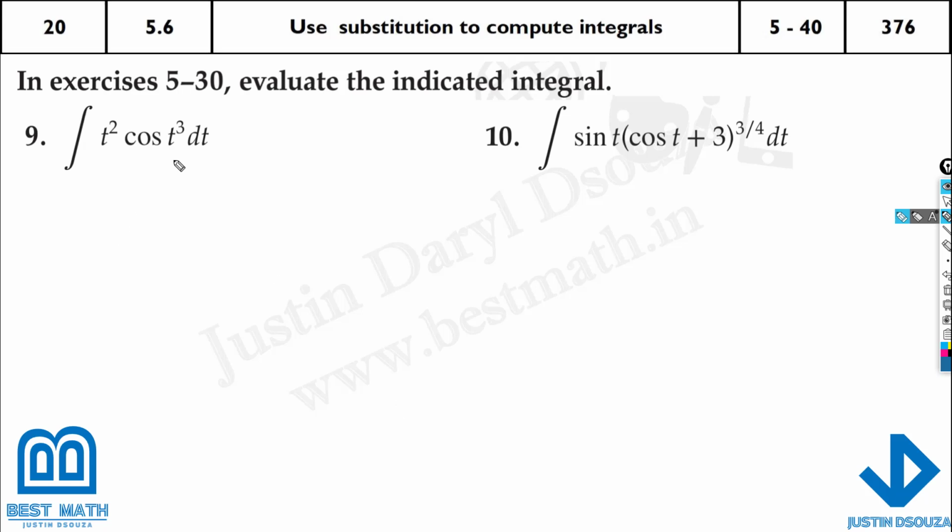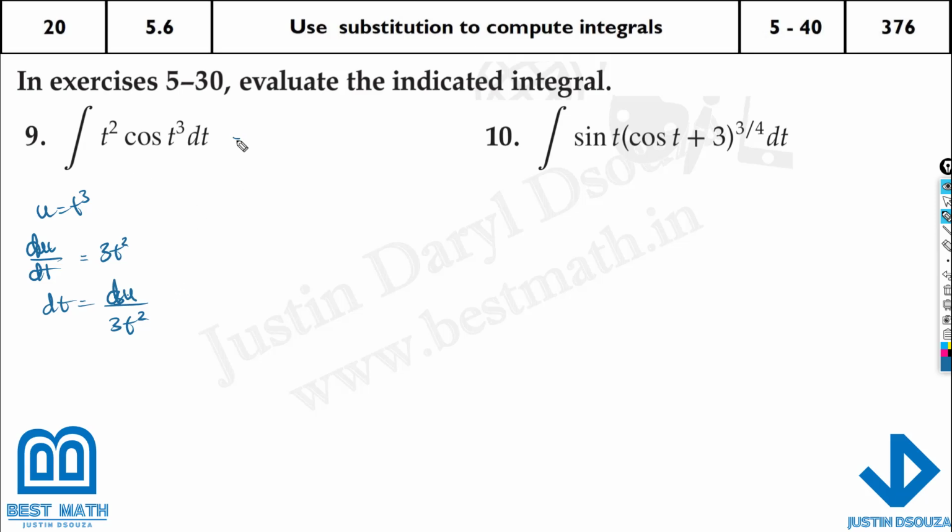Solving these problems here. Now look at these two. Don't think u is equal to cosine t or cosine to the power 3, t to the power 3. No, this is wrong. You need to look at the other terms as well. It's just t squared. So you need to assume u to be t to the power 3. Now let's assume u is equal to t to the power 3. Now what happens? Du by dt, because it's not x, it's given in terms of t. That's absolutely fine. It'll be 3t squared. And then we can write dt is equal to du divided by 3t squared.